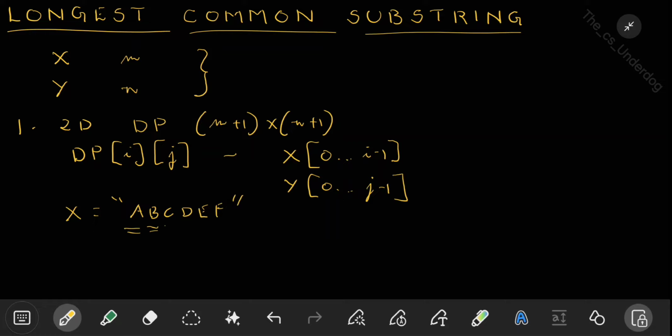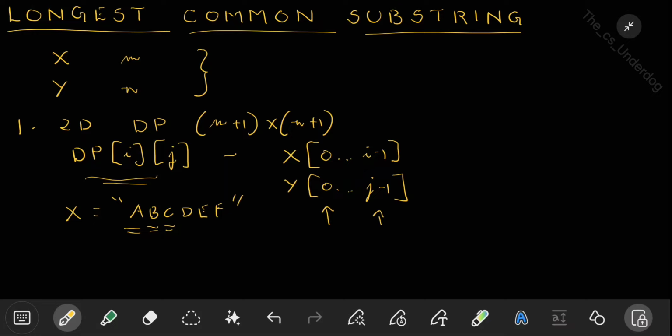So in this case, if you consider all the letters from index 0 to index i minus 1 from x, and all the letters from index 0 to index j minus 1 from y, whatever is the longest common suffix of these letters, that is what we'll represent by dp[i][j]. So what is the speciality of suffix? Suffix means it is having the end part of a string. You can add anything to it. What is the use of suffix here?